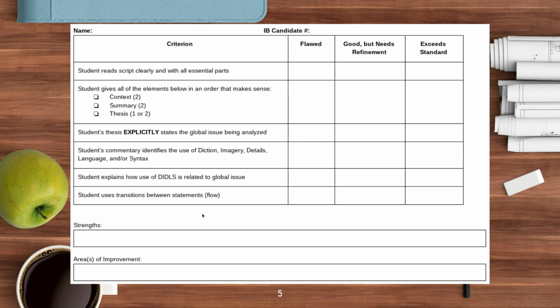And then the last thing I'm looking for is your transitions between your statements, or the flow of your commentary. I also will be providing you with some strengths, the positive things that I heard during your commentary, as well as giving you some suggestions in the areas for improvement section.